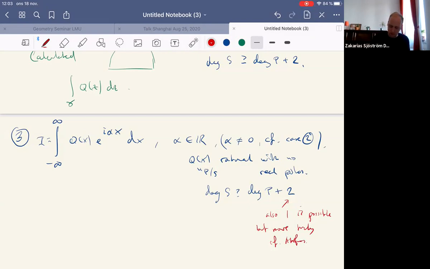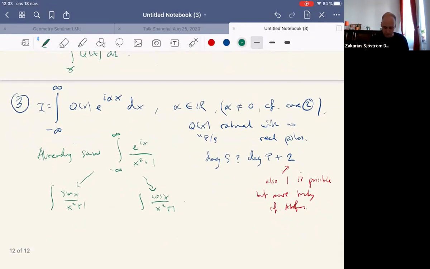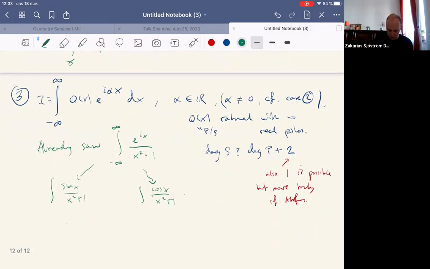Okay, and the example, so we already saw an example: the integral from minus infinity to infinity of e to the i x over x squared plus 1, which also gave the integral of sine x over x squared plus 1 and the integral of cosine x over x squared plus 1 as the imaginary and real parts. And for this one you used the Jordan lemma and this kind of contour.